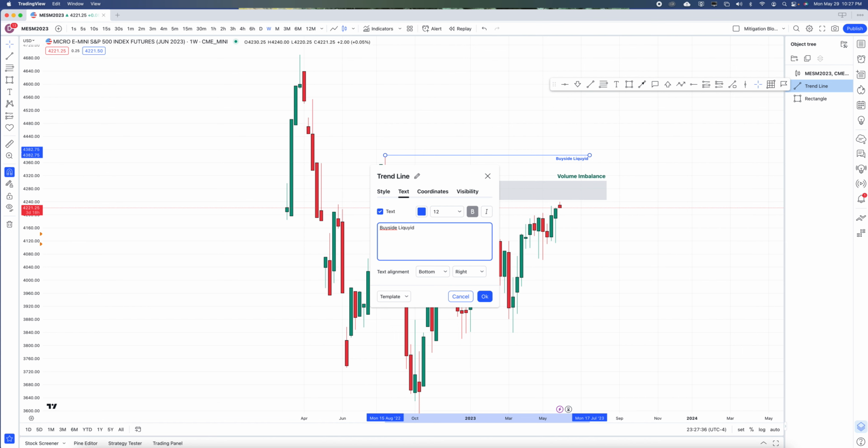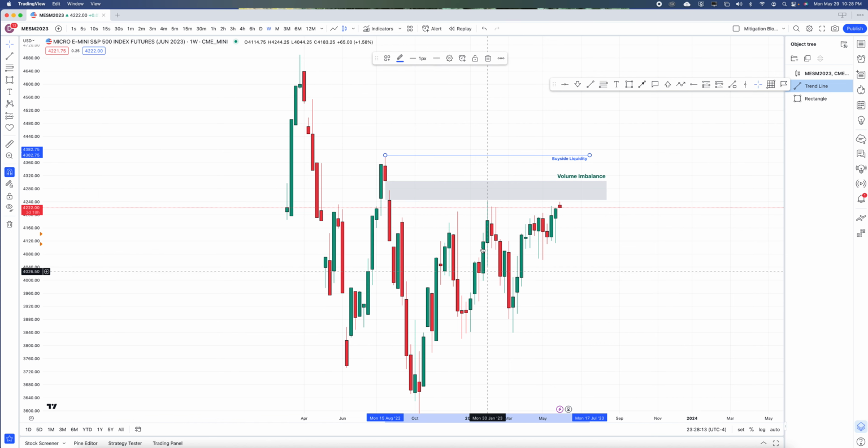Buy-side liquidity rests above this weekly short-term high. Let me say that again. Old highs and old lows have liquidity above the marketplace and below the marketplace. If you have a short-term high, there's likely buy-side liquidity above that, and if you have a short-term low, there's likely sell-side liquidity below that. In this case, we have a short-term high, so there's buy-side liquidity above that.